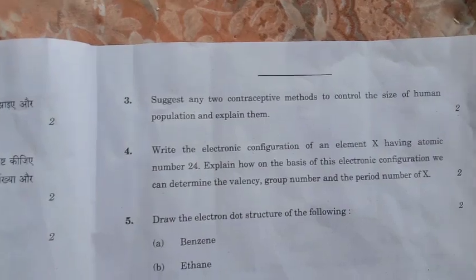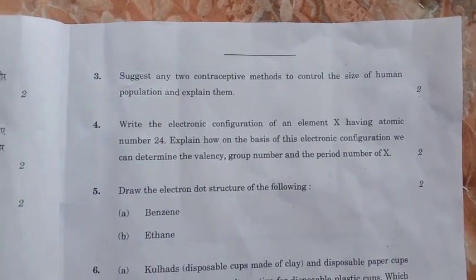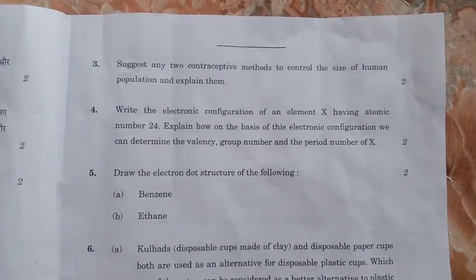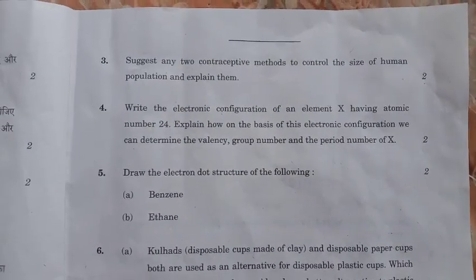Then in the third question: suggest any two contraception methods to control the size of the human population and explain them. It was indeed a very easy question for me, because I had just read this one. So I wrote tubal ligation and vasectomy and just defined them.